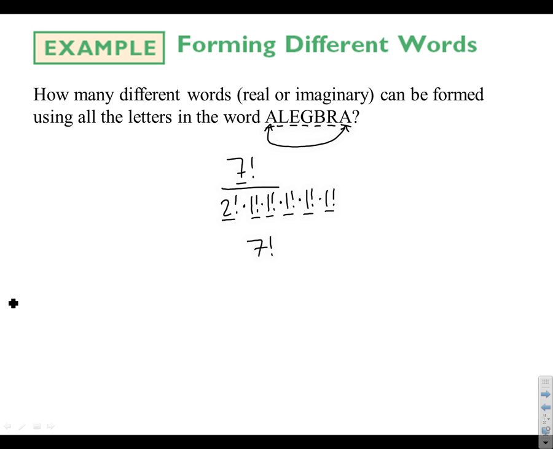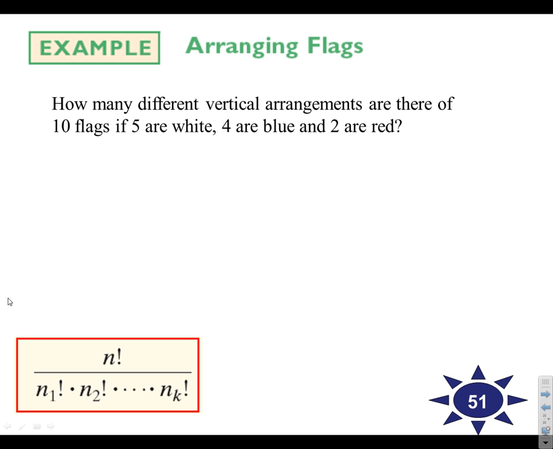So in the end, we're doing 7 factorial over 2 factorial, which would be 7 times 6 times 5 times 4 times 3 times 2. All right, that's how many different words you could come up with. All right, similar thing. How many different vertical arrangements of flags are there? If there's 10 total, 5 of them are white, 4 of them are blue, 2 of them are red.